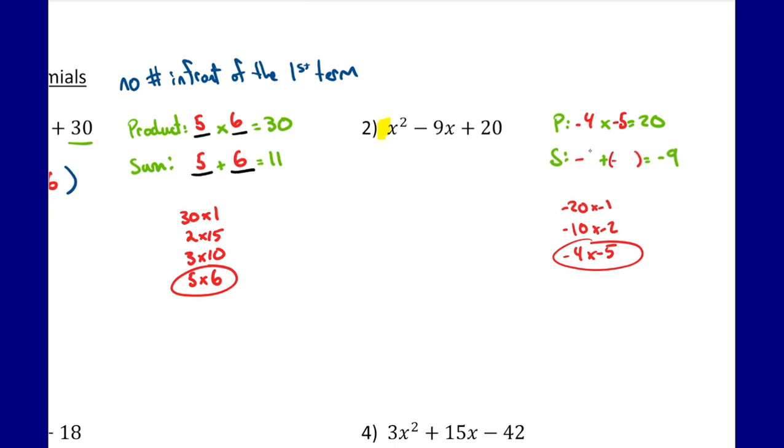-4 plus -5 is -9. So that means then our two numbers, or our factored form, would be x minus 4 times x minus 5. And again, if you're unsure, you can go back and multiply, expand these two brackets, right? Multiply these two brackets together, and you should get back to that original term, or that original trinomial.